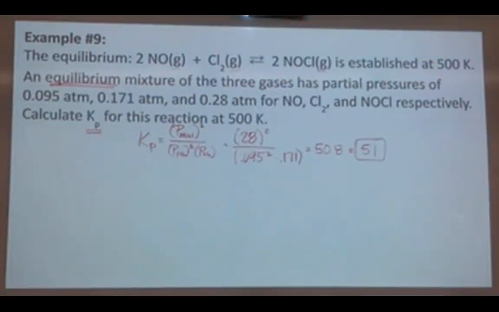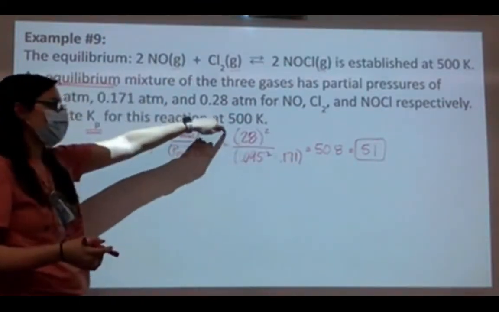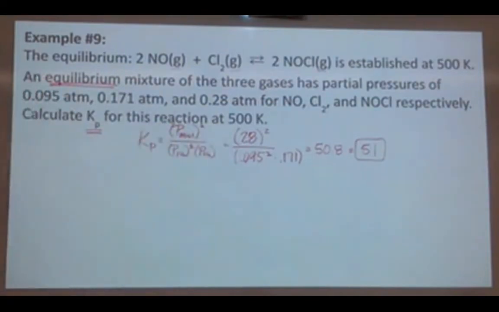Now, we could, again, answer the question, what is favored at equilibrium? What do we have more of at equilibrium? Well, since K is greater than 1, we have more of what's on top. We have more products. So we would have more products at equilibrium.